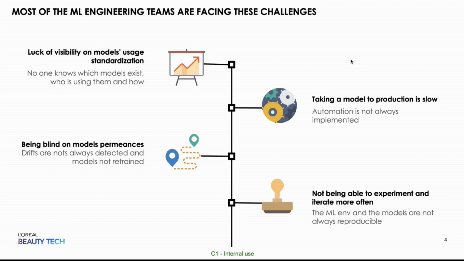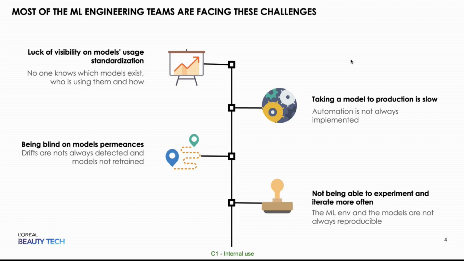The second one is taking the model to production. It's kind of messy. We don't always know which experimentation we're going to take to a further environment. Tracking is painful. The third is being blind on model performance. When I arrived at L'Oréal almost 2 years ago, we had no way of measuring how a model was performing. We didn't do retraining that much. So we couldn't see if there was any drift actually happening with our models or with our data sets.